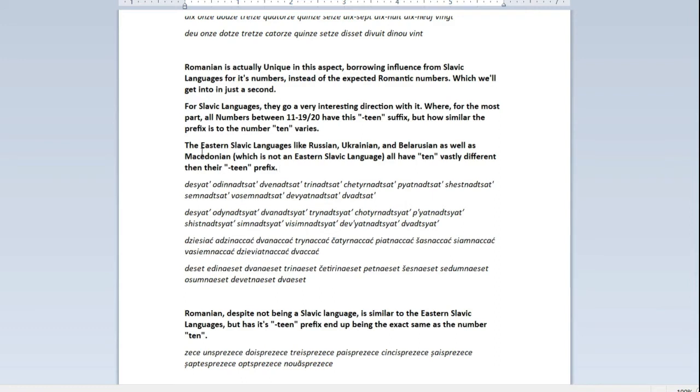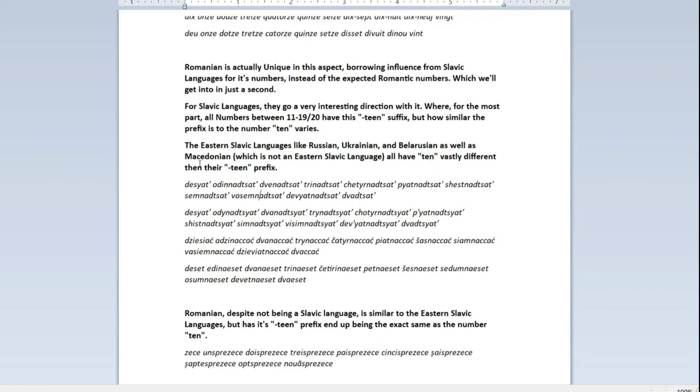As for the ones that do have it, hold on, excuse me. As for the ones that have it completely different, we have the Eastern Slavic languages, like Russian, Ukrainian, and Belarusian, as well as Macedonian, which is not an Eastern Slavic language, but it has the exact same attributes, where the word ten is vastly different from the teen suffix.